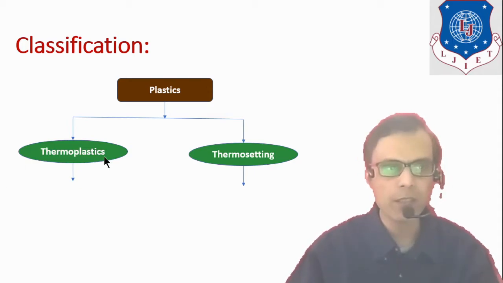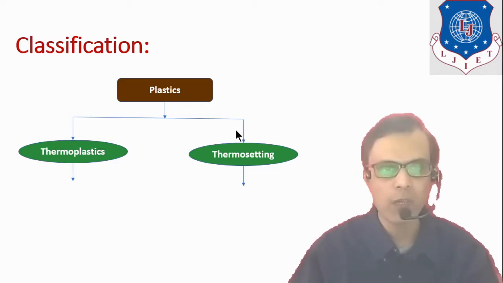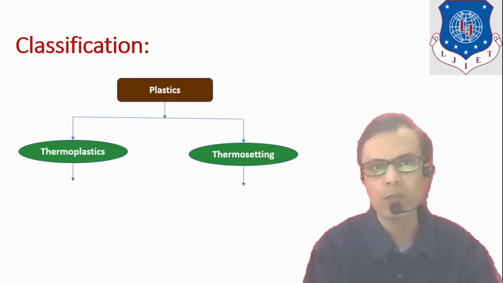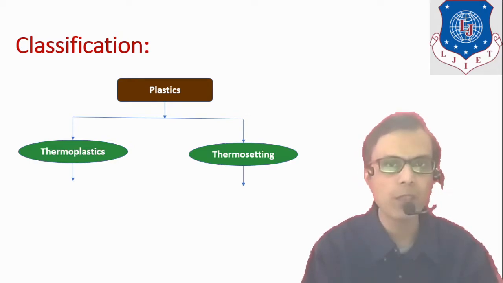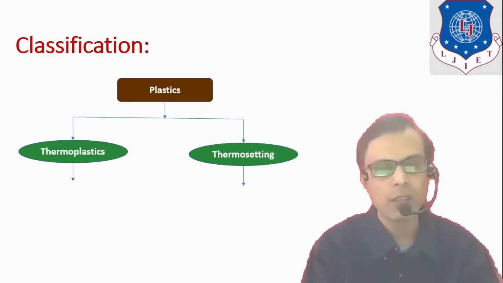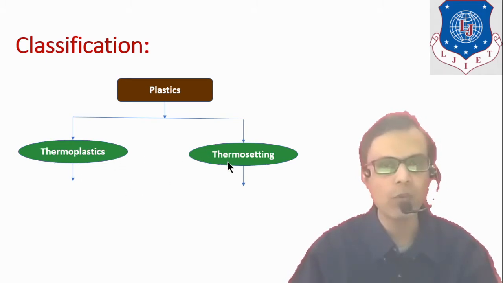In case of thermoplastic, after giving the desired shape and size to the product, it can be reused also. But in case of thermosetting plastic, once we give the desired shape and size to the product, that material cannot be reused. So it is a concrete type of material. For example, the tire of an automobile vehicle. We know that after melting, it cannot be reused. So that is the main difference between thermoplastic and thermosetting.